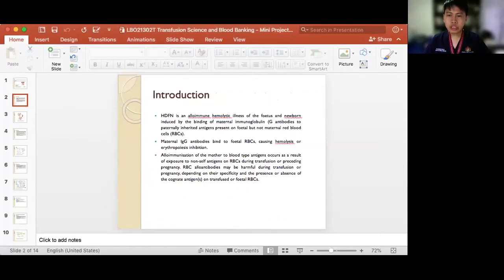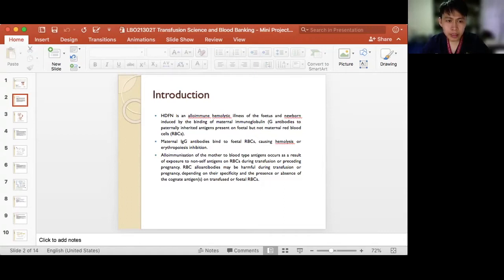Now, HDFN, or hemolytic disease of the fetus and newborn, is an alloimmune hemolytic illness of the fetus and newborn induced by the binding of maternal immunoglobulin G antibodies to paternally inherited antigens present on the fetal, but not maternal, red blood cells.